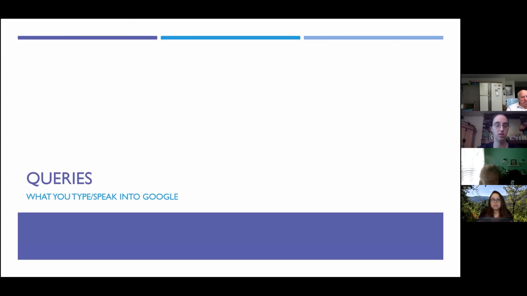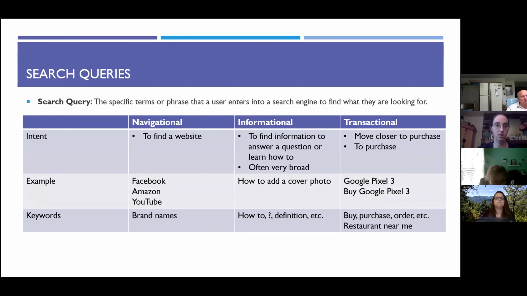Alrighty, so first we're going to talk about what you type or speak into Google. A search query refers to the specific terms or phrases you enter into the search engine to find what you're looking for. There are three common types of search queries: navigational, informational, and transactional. Navigational queries revolve around finding a website. Facebook, Amazon, and YouTube are a few good examples. These navigational queries typically include a brand name.